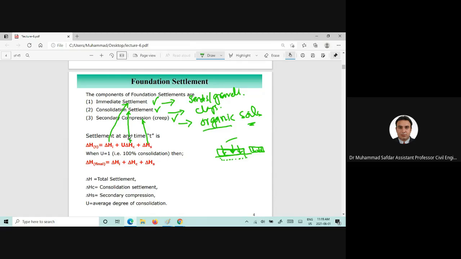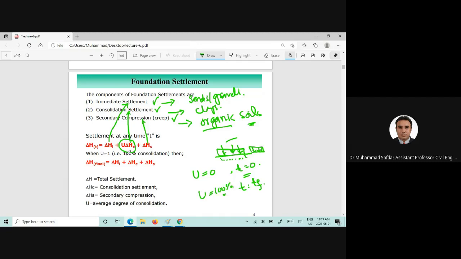Now if you see here, the term U is added with the consolidation settlement, which is the related concept we understood in Geotech 2, the degree of consolidation. For example, if the degree of consolidation is 0 and time is at the start, then the dissipation of excess pore water pressure has not occurred yet. Therefore, U is equal to 0. And if t is equal to t_f, the degree of consolidation would be 100%.